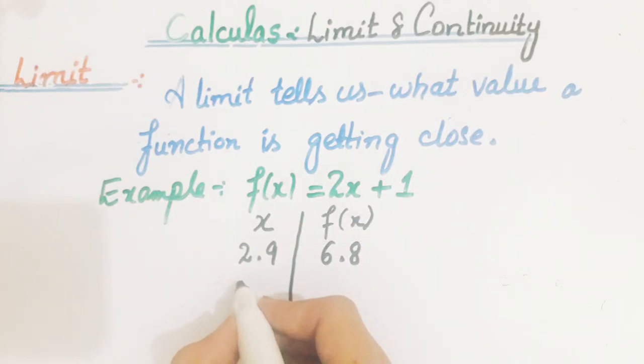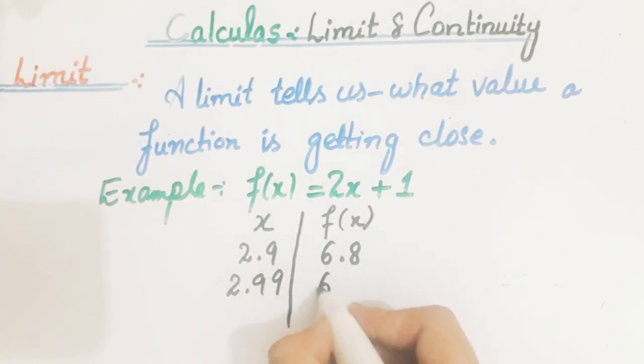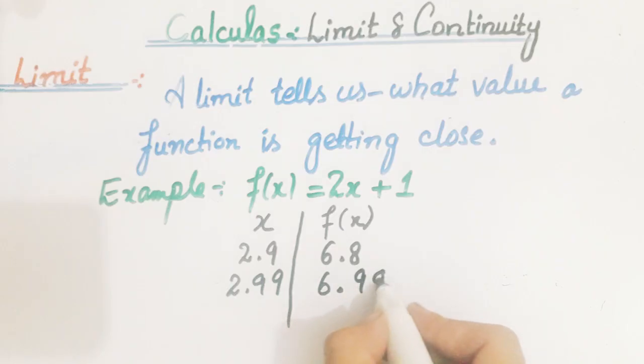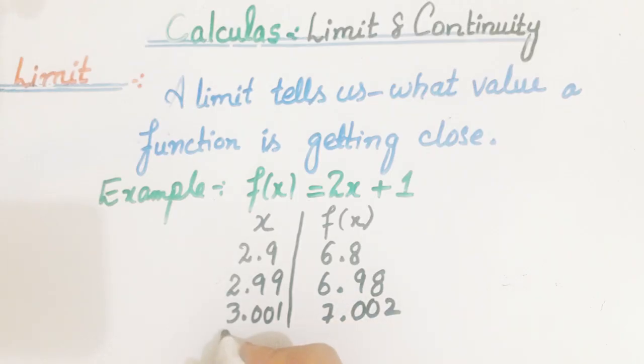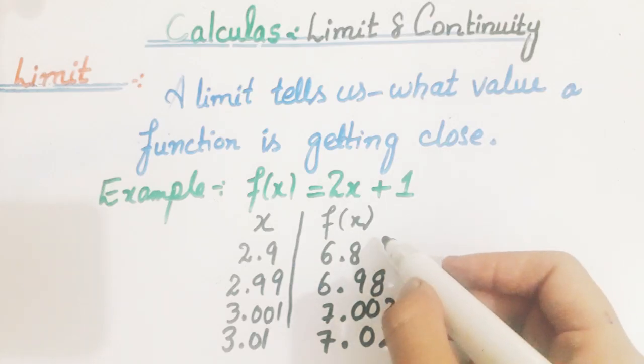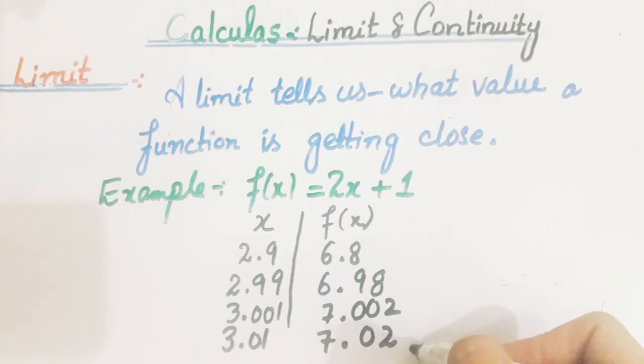Then if we put x equals 2.99, we get the value 6.98. If we put x equals 3.001, we get the value 7.002. And when we put 3.01, close to 3, we will get the value of f of x as 7.02. Now look, when x is getting very close to 3, f of x is getting close to 7.